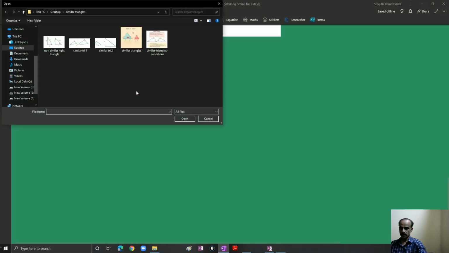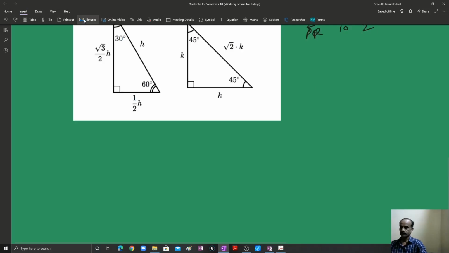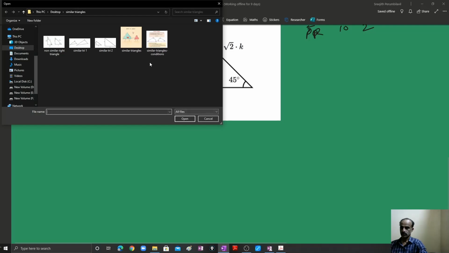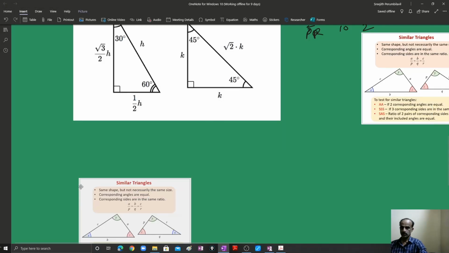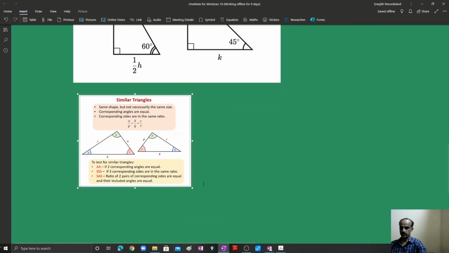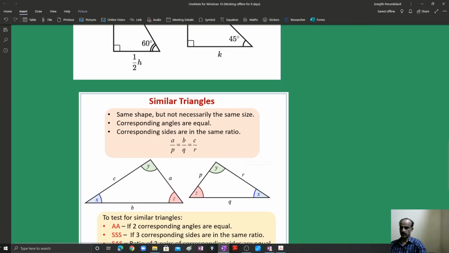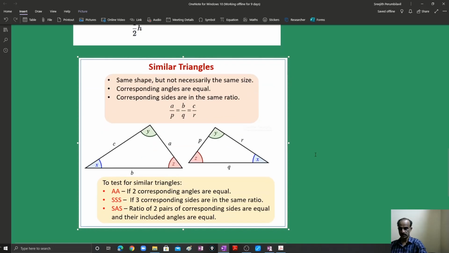So two things are what you have to remember here. I'll put up one more figure. Look at this. This is the concept coming. Two triangles are said to be similar if they have the same shape, but not necessarily the same size. If they have the same size, they are congruent. All congruent triangles are similar also, because they have the same shape.